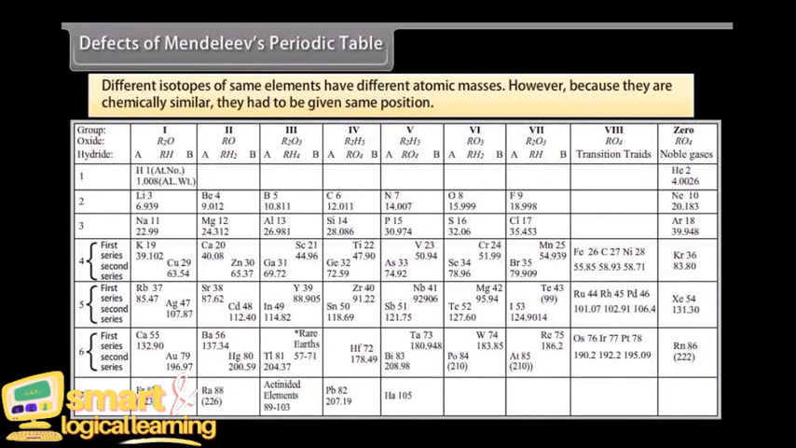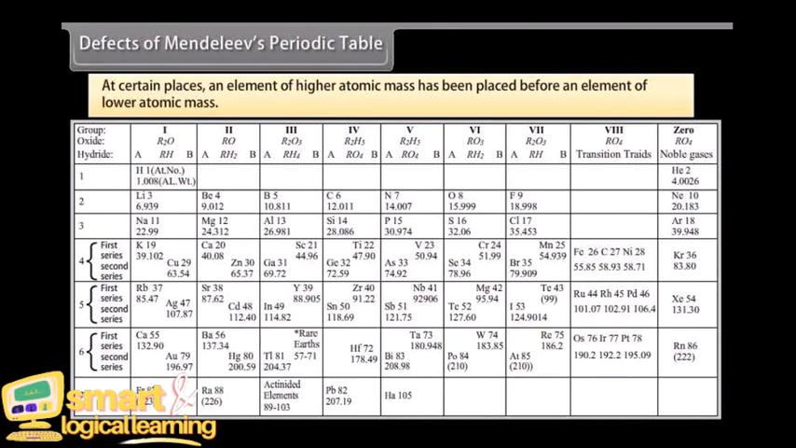This needs to be taken into consideration, and each one of them should be given a different position in the periodic table. However, because they are chemically similar, they had to be given the same position. At certain places, an element of higher atomic mass has been placed before an element of lower atomic mass. For example, argon 39.91 is placed before potassium 39.1.